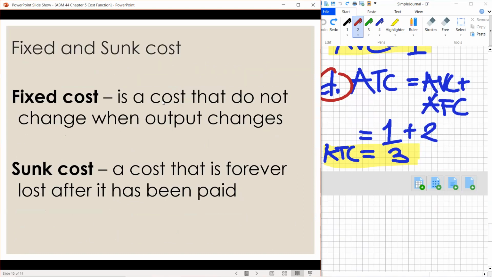So let's continue to fixed and sunk cost. So we have fixed cost. It is a cost that does not change when output changes. Well, we have another term. This is what we call sunk cost.